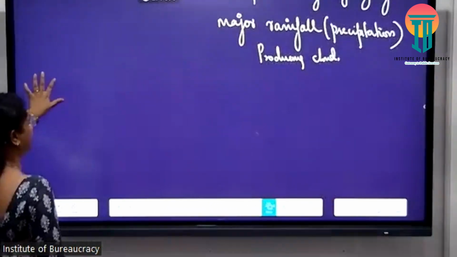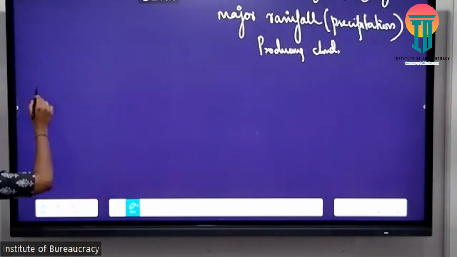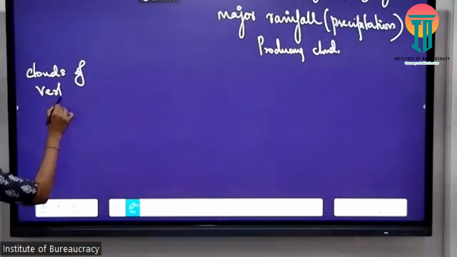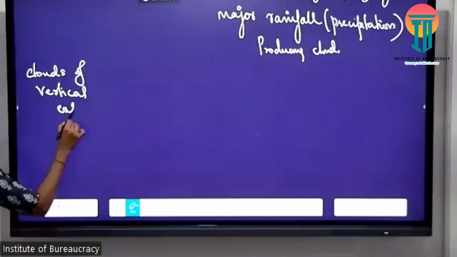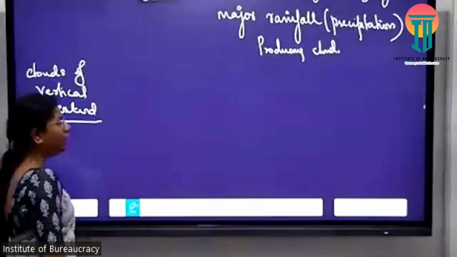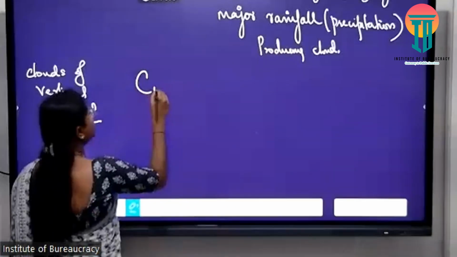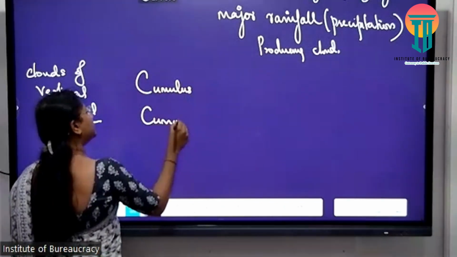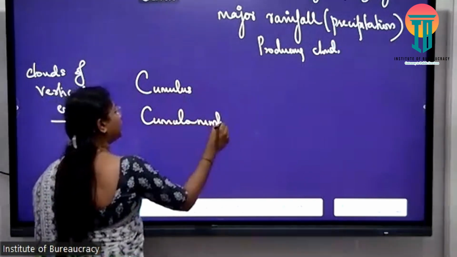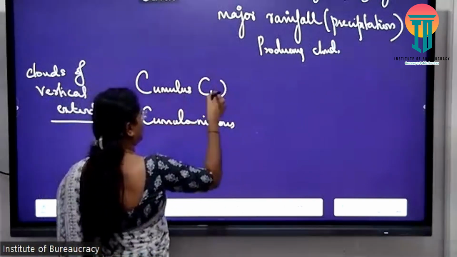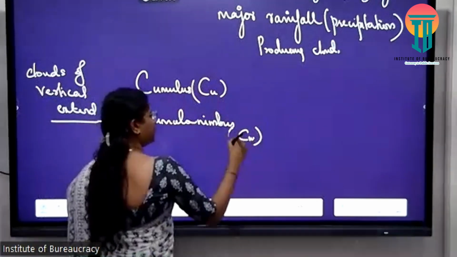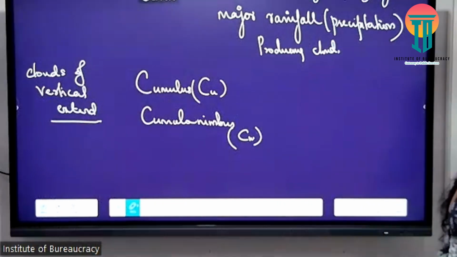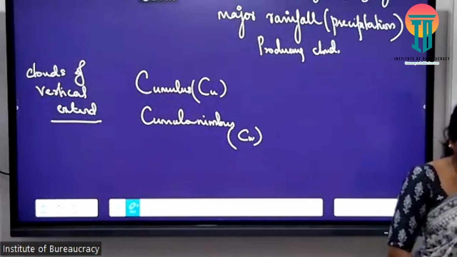And the very last category, clouds of vertical extent. The fourth major type is your clouds of vertical extent. Here we have two clouds: cumulus clouds and cumulonimbus clouds. So cumulus is Cu, and cumulonimbus is Cb.